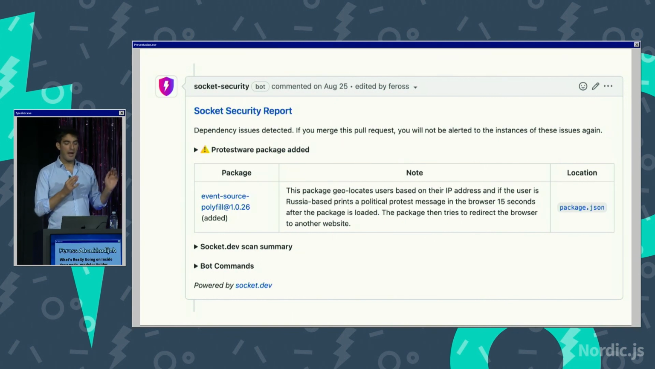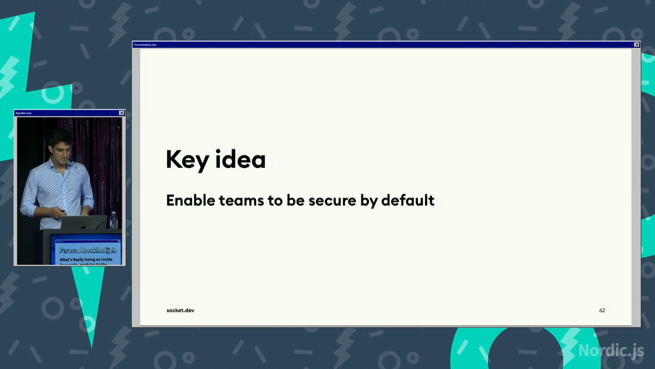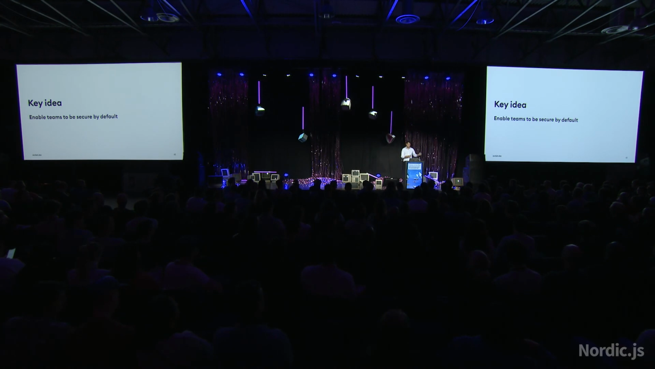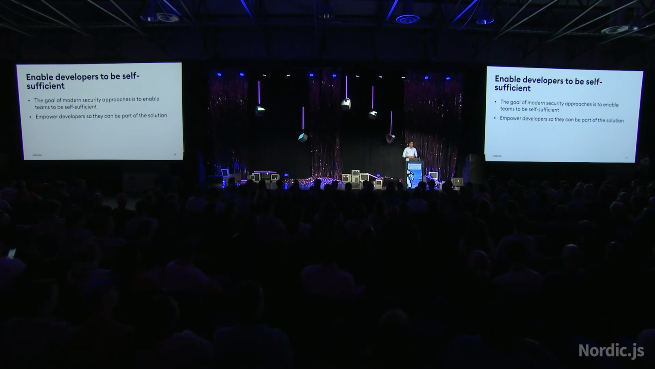And this can be really empowering, this kind of information, because it creates a feedback loop where the developer sees the effects of their actions. And so the key idea here is we want to enable teams to be secure by default, to do the right thing by default. We don't want to have security be a gatekeeper. We want to just integrate this information into the developer workflow so developers can be self-sufficient. And so in modern security, we want to empower developers to be part of the security solution.